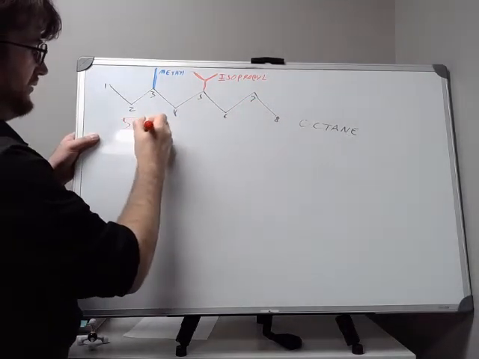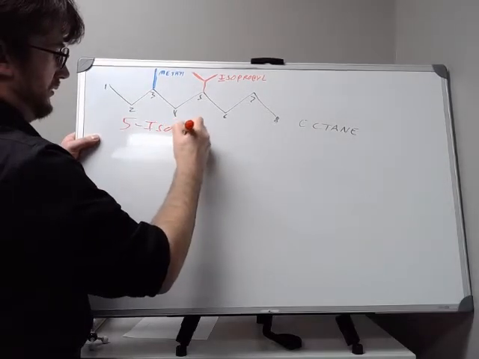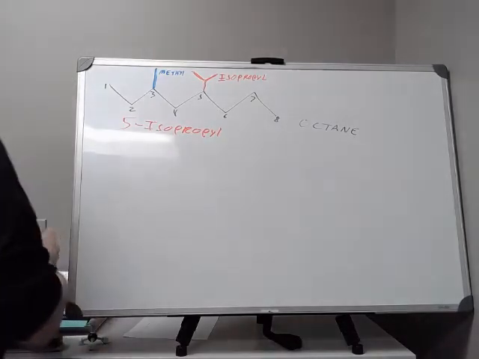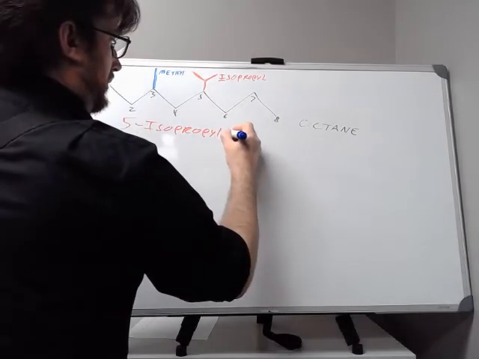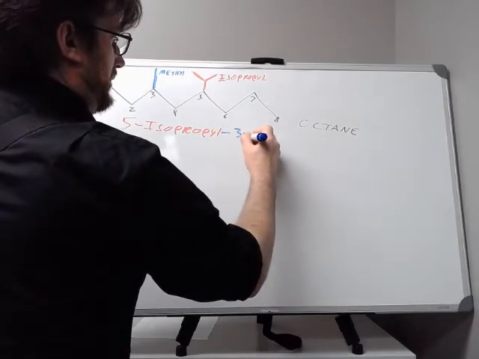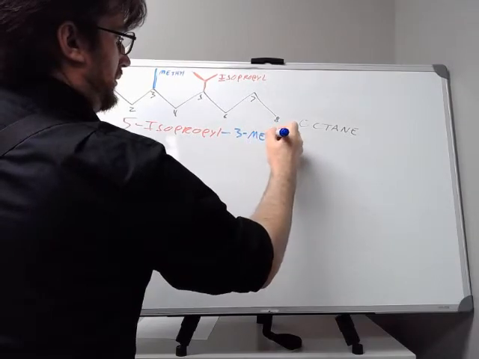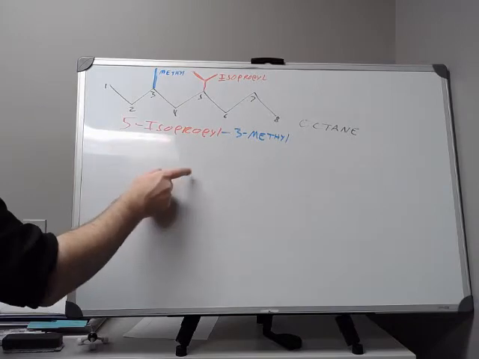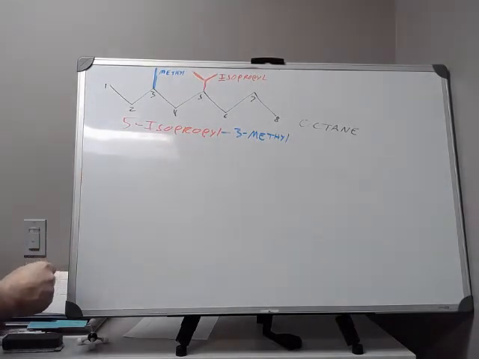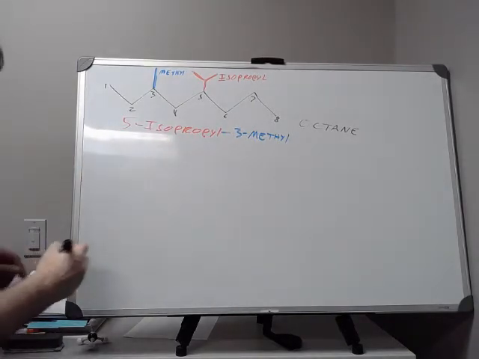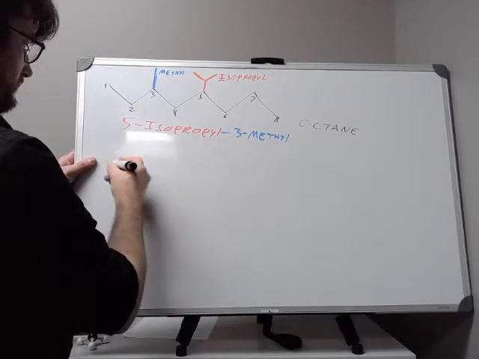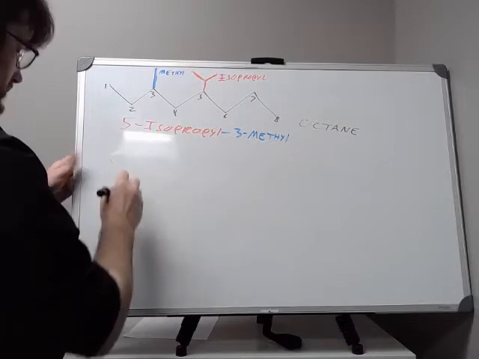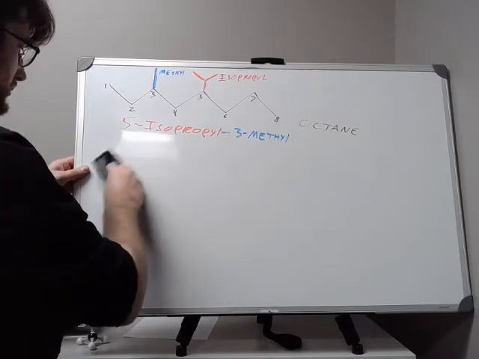So 5-isopropyl-3-methyl octane is the name of this molecule. Let's go with the simpler one, I think. If I can draw it.